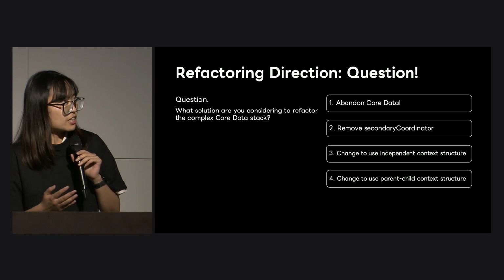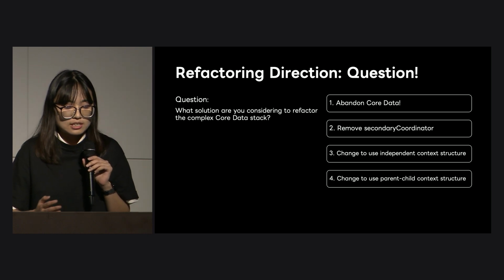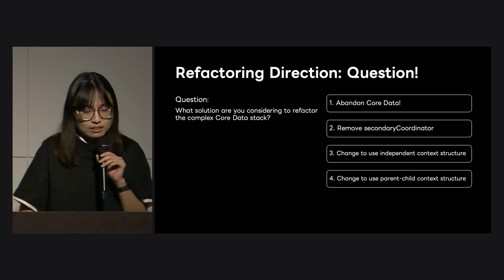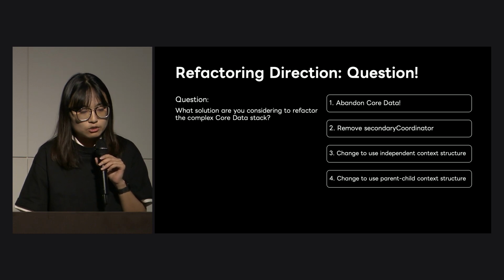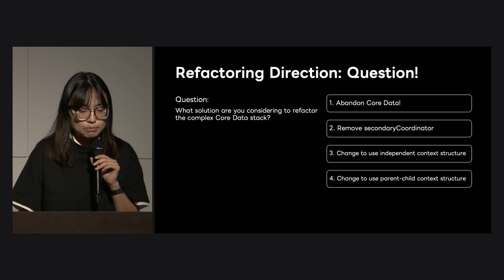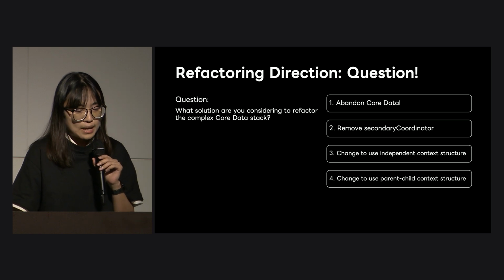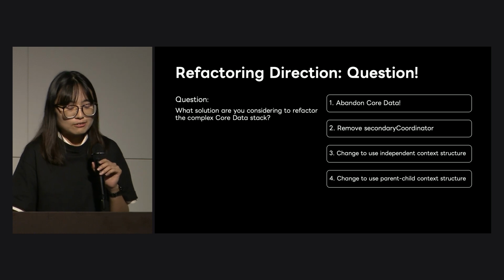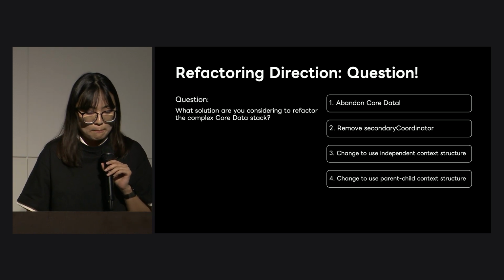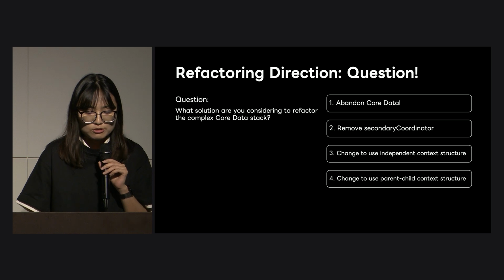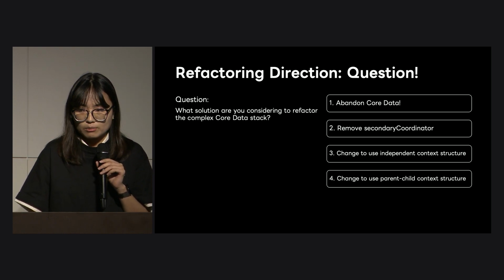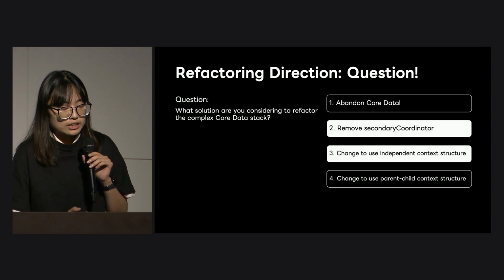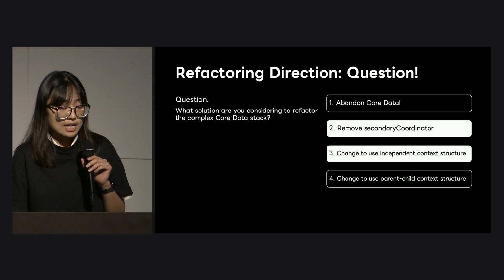Let me ask you another question here. What solution are you considering to refactor the complex Core Data stack? Abandon Core Data, or just remove the secondary coordinator, or change to use independent context structure, or change to use parent-child context structure? Maybe you are thinking, let's just get rid of Core Data. Problem solved. But we love Core Data. It's a powerful tool. And consider the reality of the project. My answer would be: remove the secondary coordinator and change to use independent context structure.